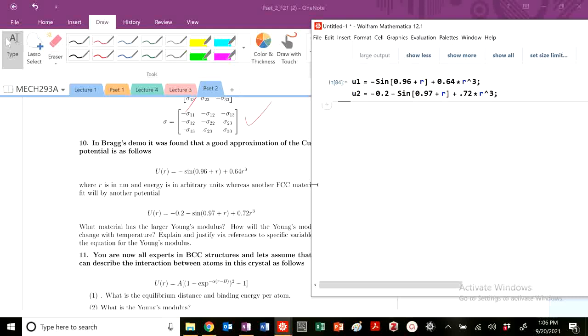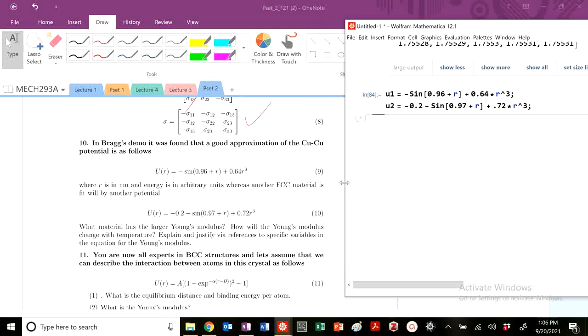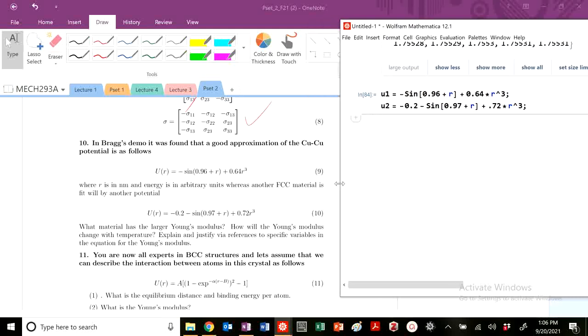All right, so I've got U1 and U2. So I need to figure out which material has the larger Young's modulus. They're both FCC. So I could use my energy calculation, but I want to be a little bit lazy, so I'm just going to do my typical Young's modulus, which is just going to be 1 over my R naught value, and then the second derivative. So I need to find what is my R naught for U1. So how do I do that? Take the derivative of U1 with respect to R, set it equal to 0, solve.